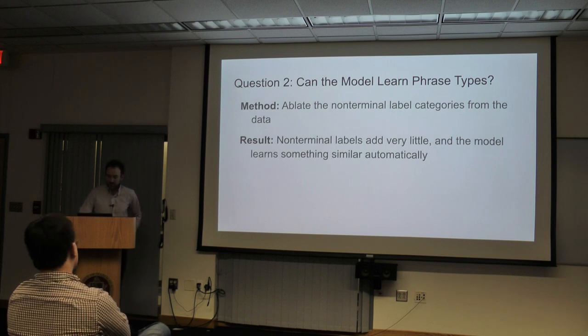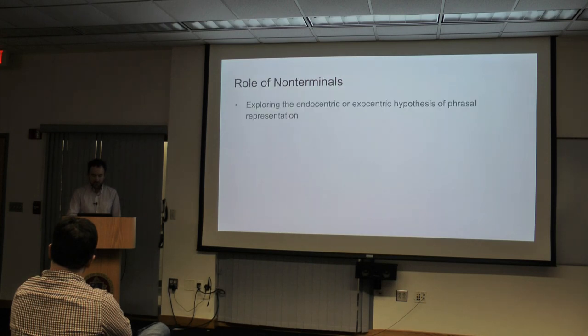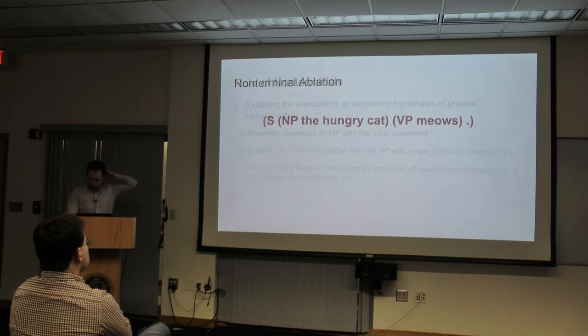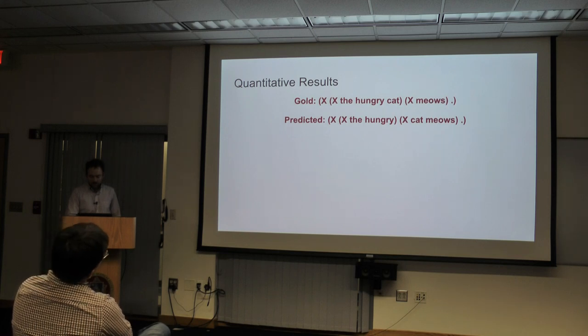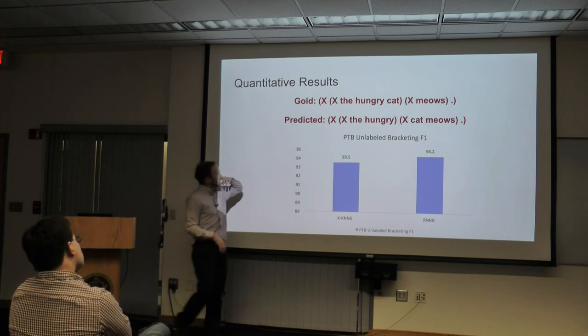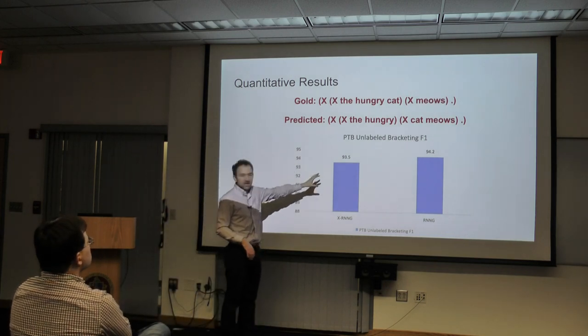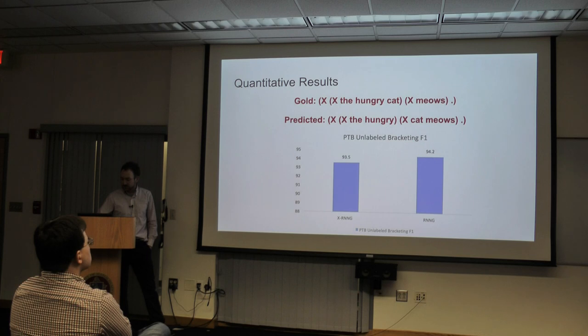Another thing we did was we measured whether the model could learn phrase types. So basically we deleted the explicit category labels and replaced them all with X, and then we trained the model. The first thing we did was, do we gain anything by having the labels? And the answer is we gain a little bit of parsing accuracy, but not a whole lot. So what this shows is that having linguistically annotated labels helps, but it doesn't help a huge amount.